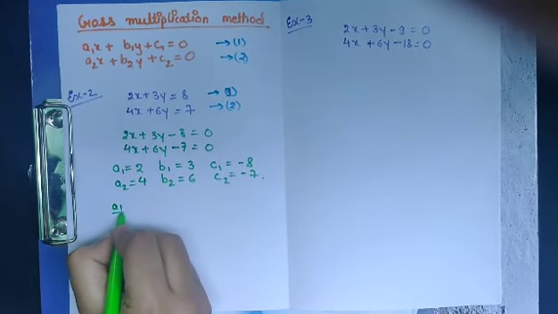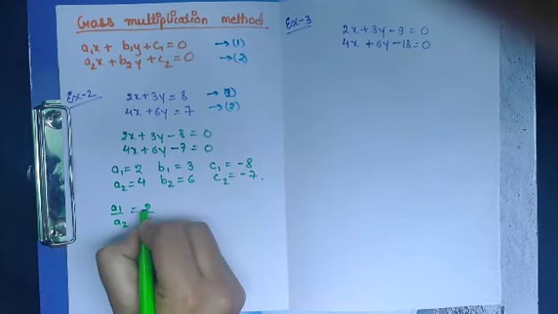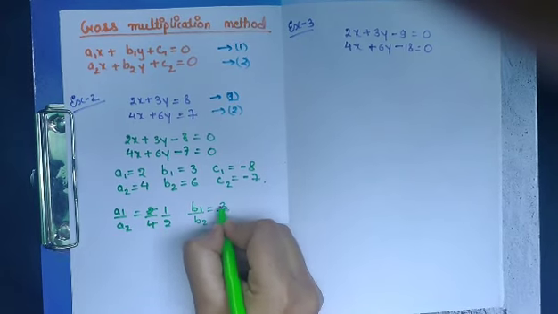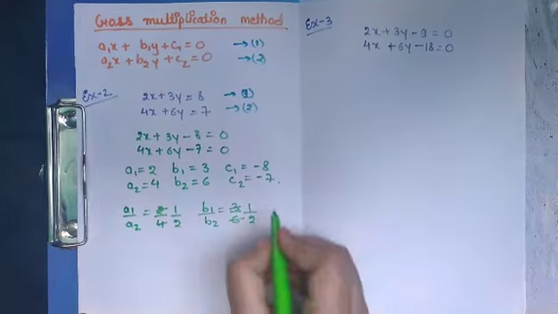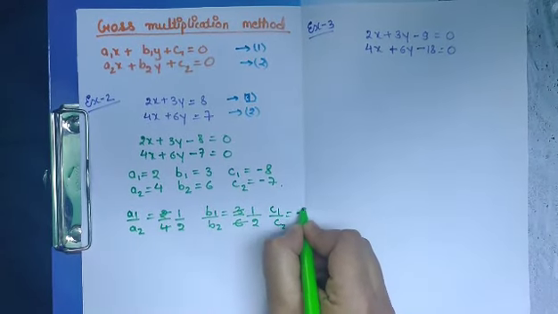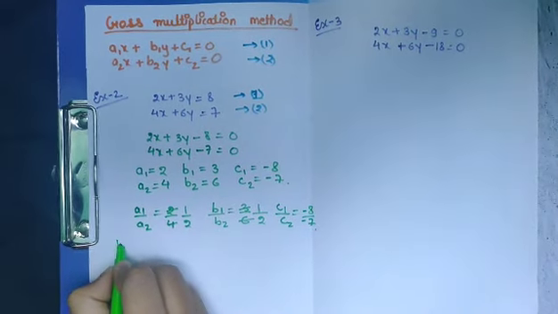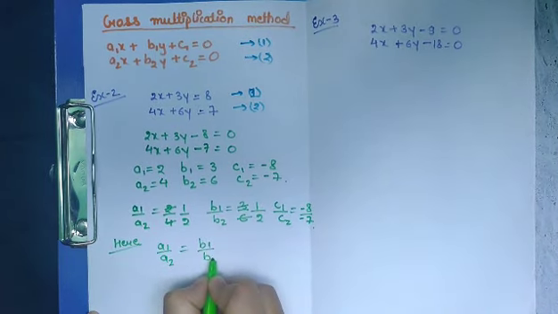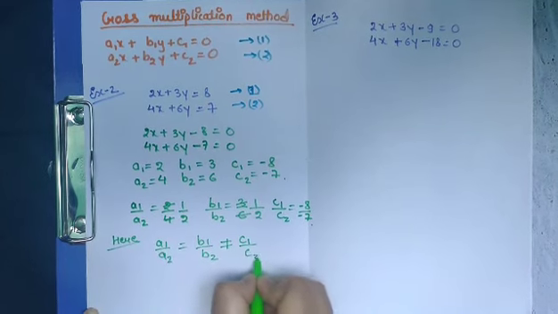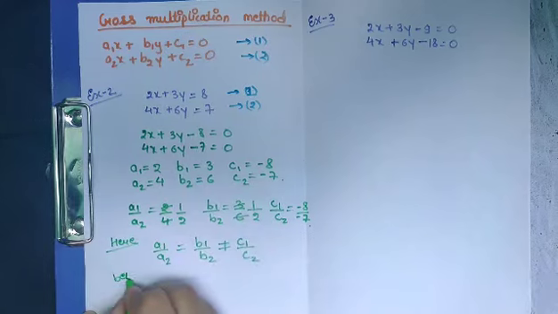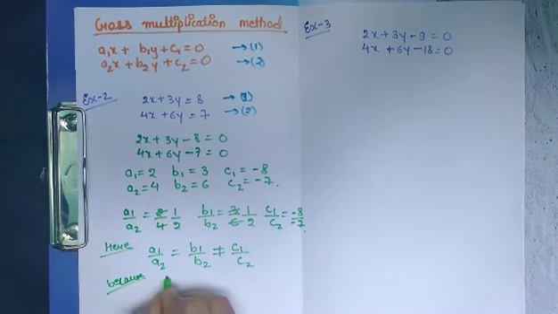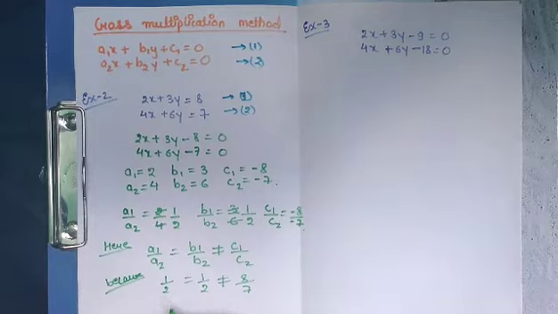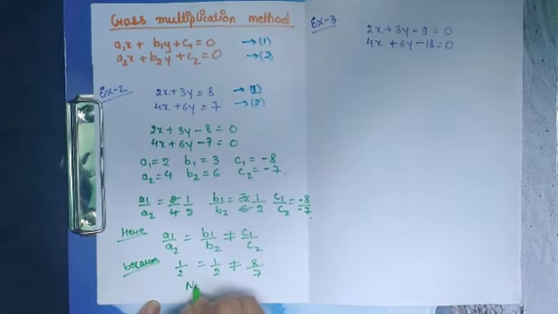Now see, a1 upon a2 equals 2 upon 4, that means 1 upon 2. b1 upon b2 equals 3 upon 6, that means 1 upon 2. c1 upon c2 equals minus 8 upon minus 7. So here a1 upon a2 equals b1 upon b2, which is not equal to c1 upon c2, because 1 upon 2 equals 1 upon 2 is not equal to 8 upon 7. So this pair of linear equations will have no solution.